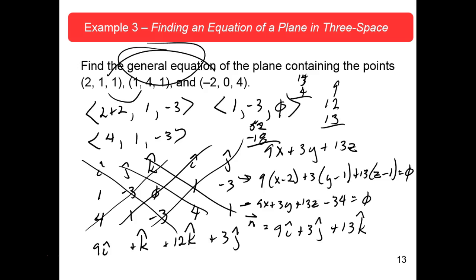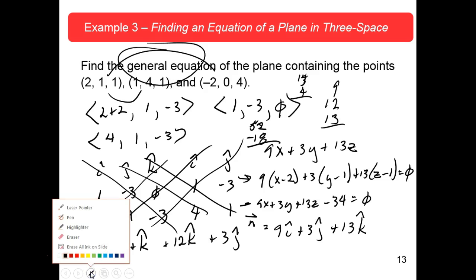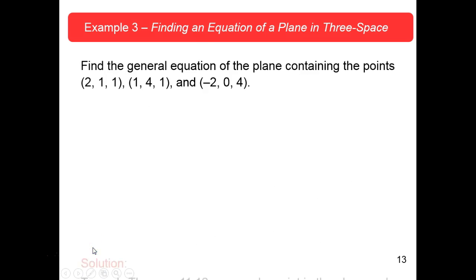Now, that was how we did it. Let's see how they did it, if they did it any differently. Is it all right to erase? Okay. Let's see what they did.